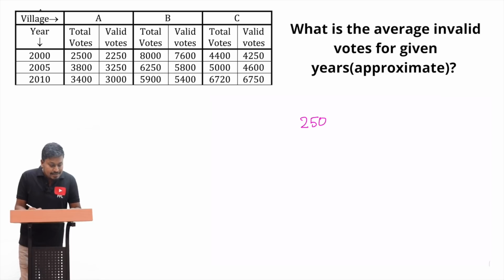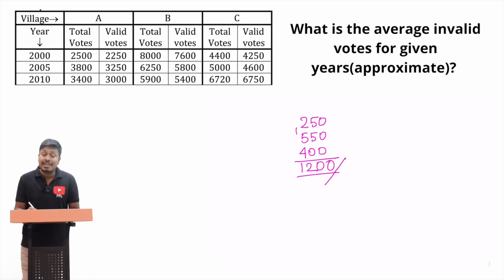Similarly, 3800 and 3250. When you compare the difference, 550 will be the invalid votes of village A in the year 2005. Then village A in 2010, 3400 and 3000, so 400 will be the difference. When you add these, the total is 1200. So we need to find the average, 3 years, divided by 3. The resultant will be 400.